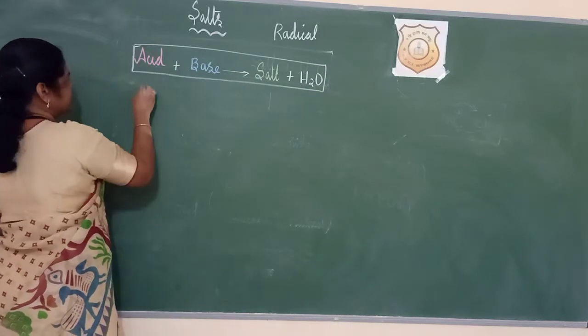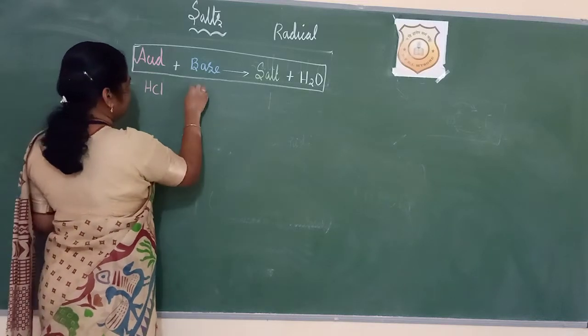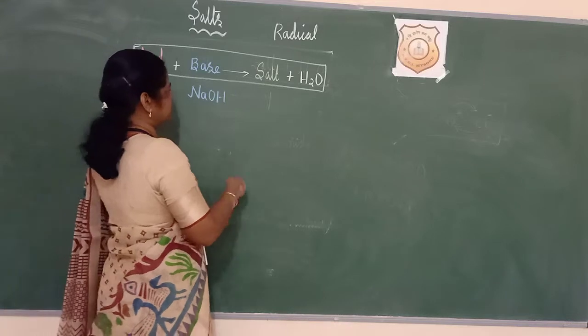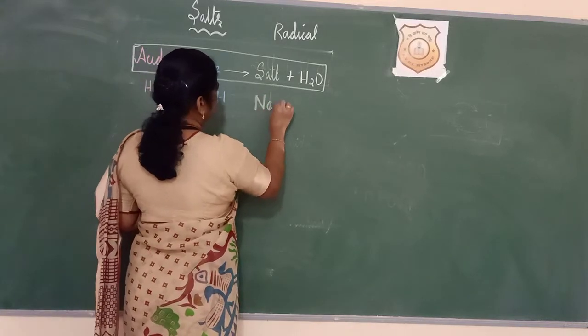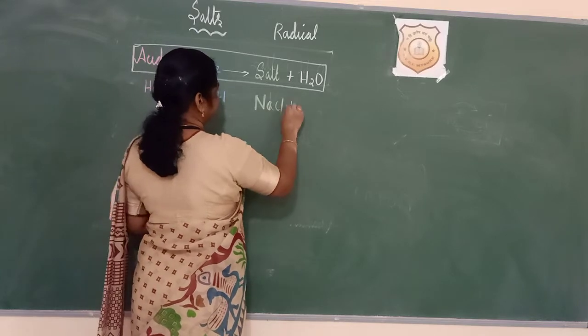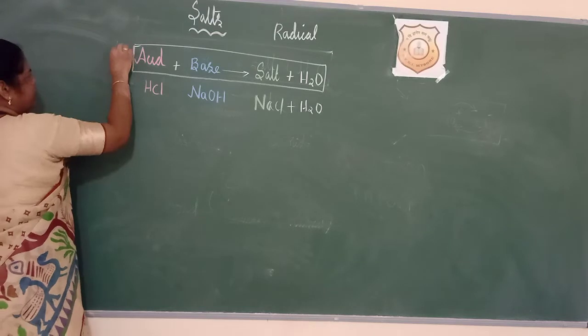What acid you have studied is hydrochloric acid. Plus for base, what you have taken? Sodium hydroxide. And the salt you have prepared is sodium chloride. Plus water also will be there. This is the first point we have studied.